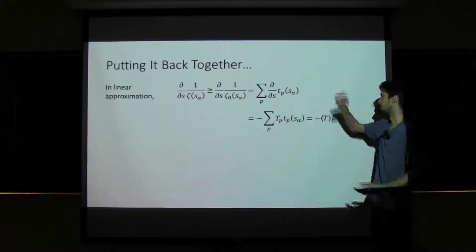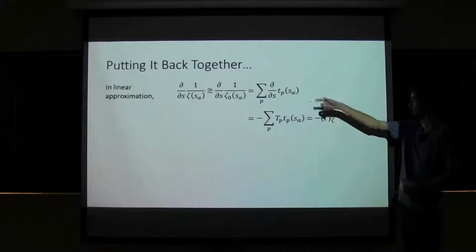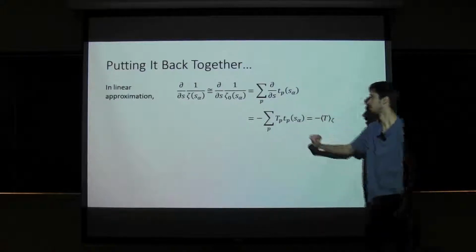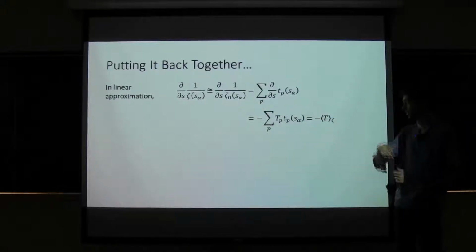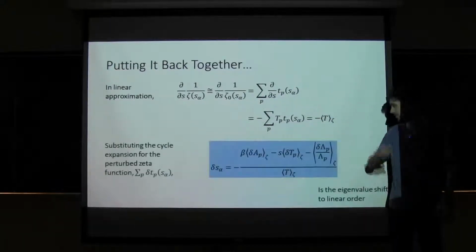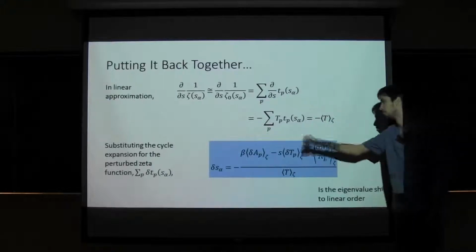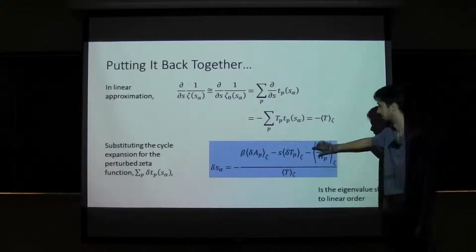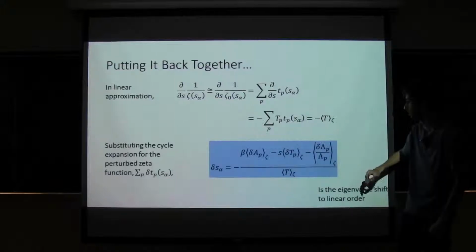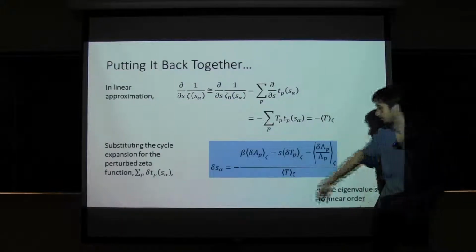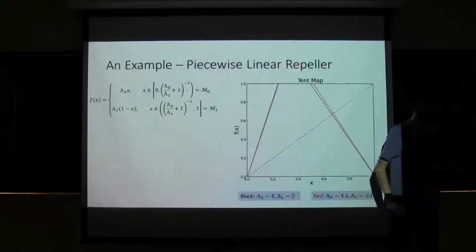From which, as you probably could have guessed, for this derivative, it will just be the negative of the mean cycle period weighted by the zeta function. And plugging everything back in, this is just that little variation of the traces. You can get an expression for this small shift of the eigenvalues.